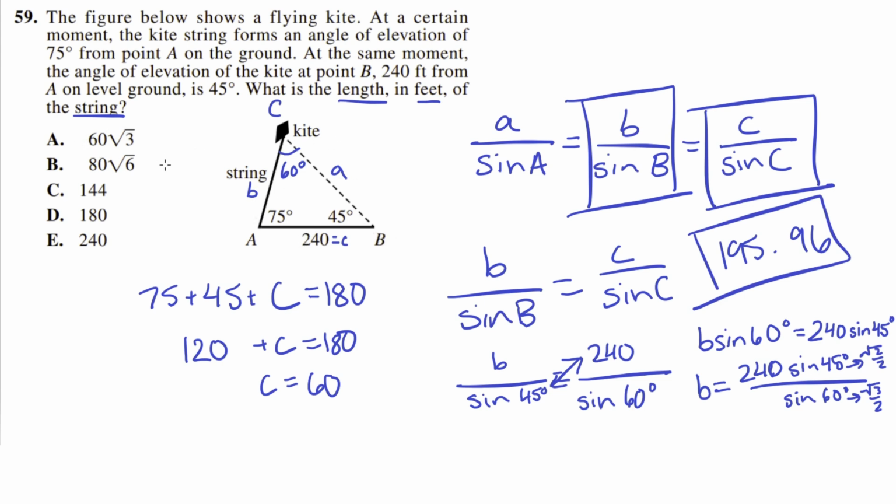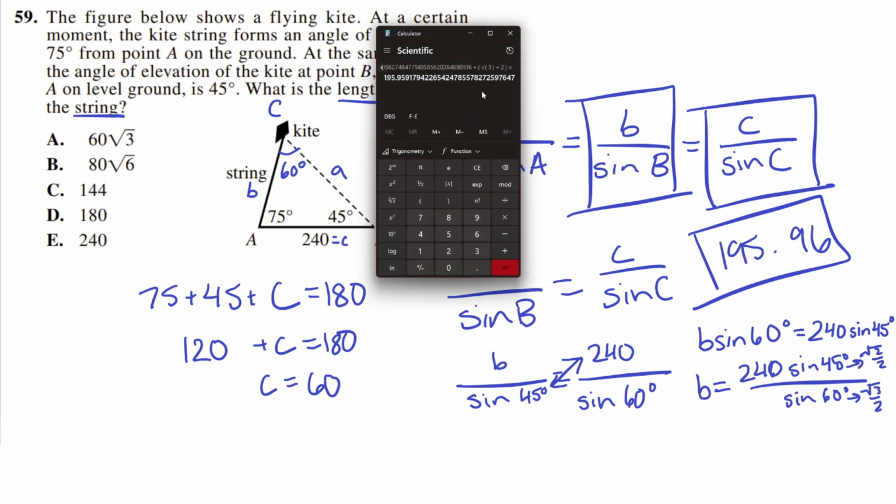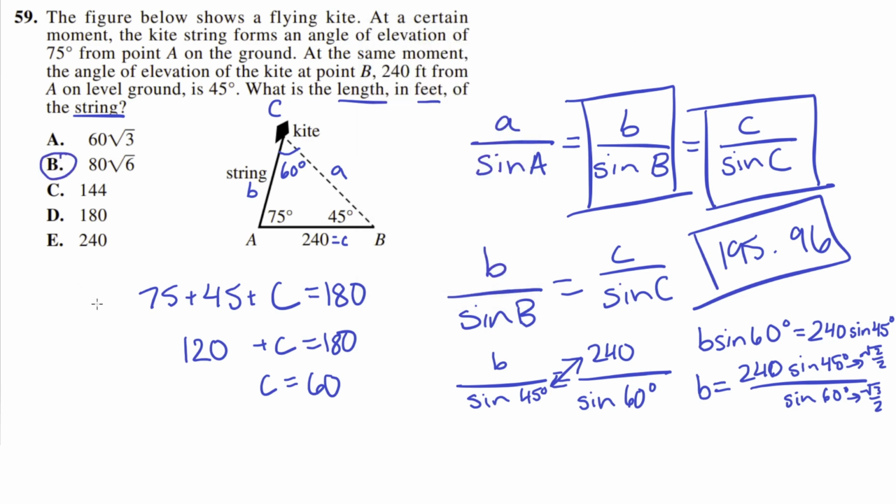And if we go to our answer choices, the only answer choice that evaluates to 195.96 if we put it into our calculator is answer choice B, 80 times the square root of 6. Because 80 times the square root of 6 also evaluates to 195.95. So B is the correct answer.